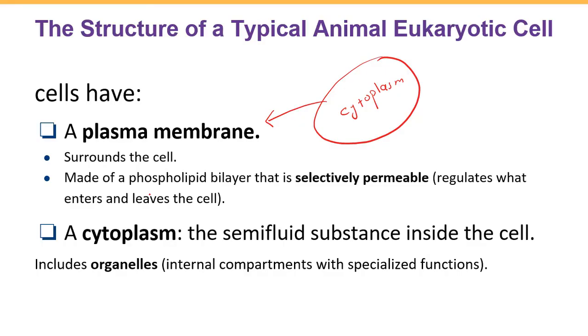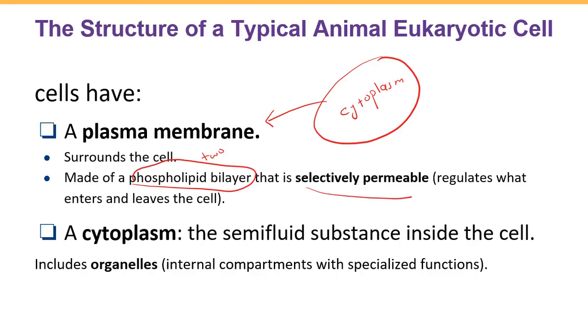Actually, the plasma membrane is made of a phospholipid bilayer. A phospholipid is a lipid, and bi means two, so it's made up of two layers of phospholipids. It is also selectively permeable, which means it controls what can go in and out of the cell.